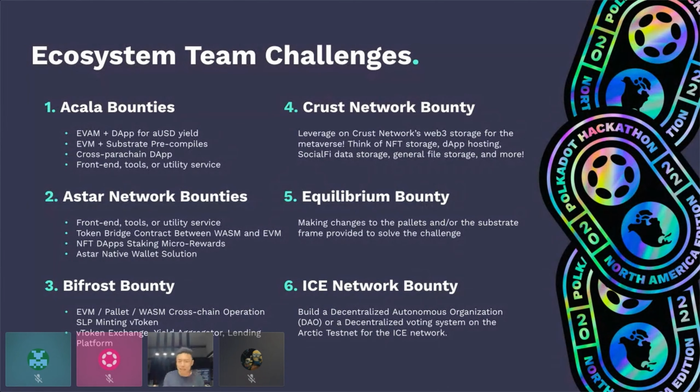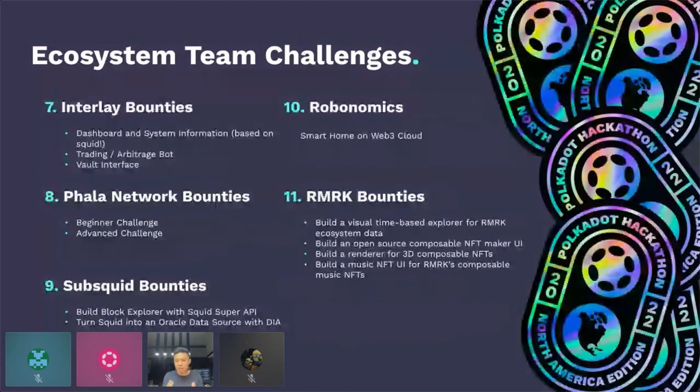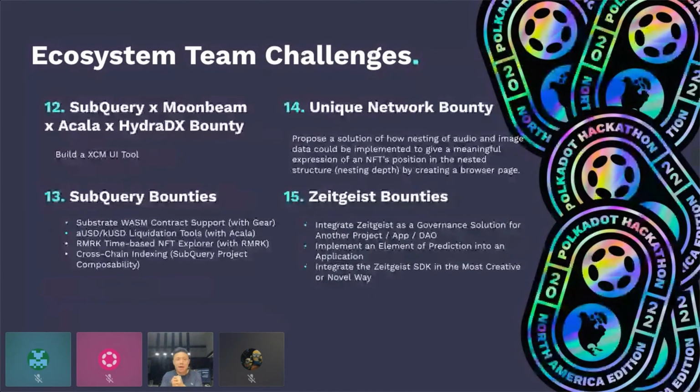I'm not going to go through in detail what these bounties are, but essentially we have ecosystem teams from Acala, Astar, Bifrost, Crust Network, Equilibrium, Ice Network, Interlay, Phala Network, Substrate, Robonomics, RMRK, Unique Network, Zeitgeist, and SubQuery. And this time around, a couple of ecosystem teams have also come together collaboratively to introduce a bounty that you can take on, which is SubQuery, Moonbeam, Acala, and HydraDX as well.